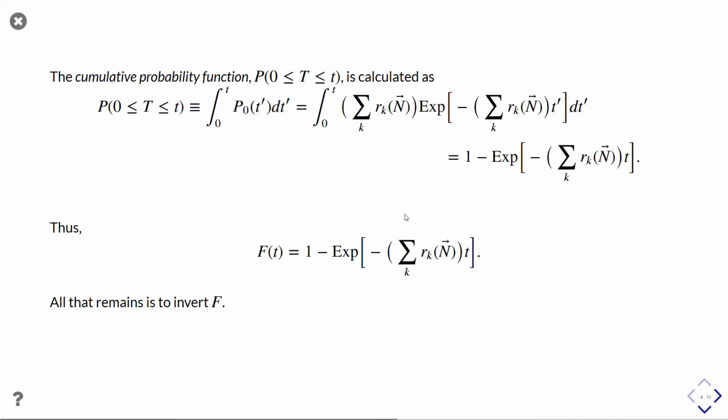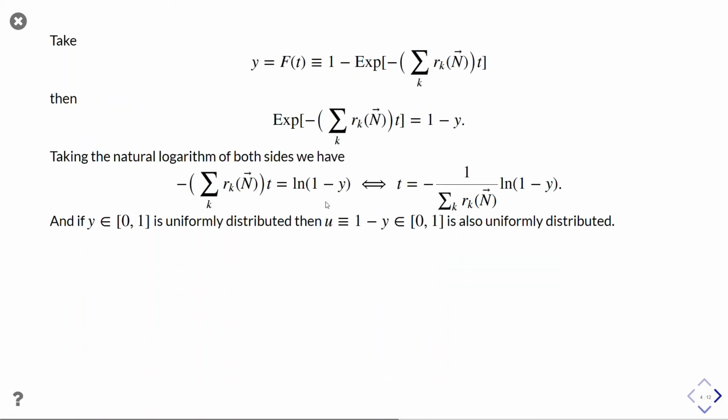And so F of t is exactly equal to this. Now we need to invert F in order to apply our inverse transform sampling rule. Let y equal F of t, which is equivalent to what is shown here based on the preceding calculation. And then we have that the exponential of this sum over propensity functions times time is equal to 1 over y. This just follows from some simple algebraic manipulations, taking the exponential to the other side and the y to the other side. Now we take the natural log of both sides, and we have this expression. Now we divide both sides by minus the sum over the propensity functions. And now we have an expression for lowercase t in terms of y.